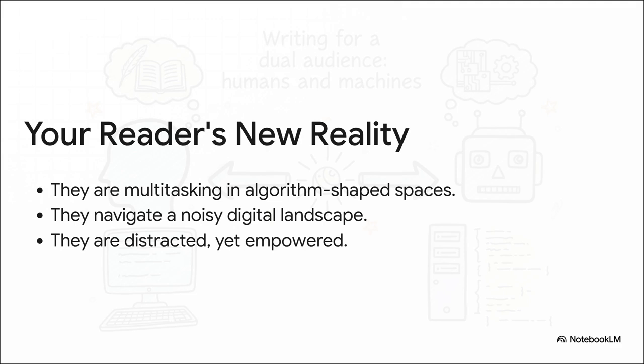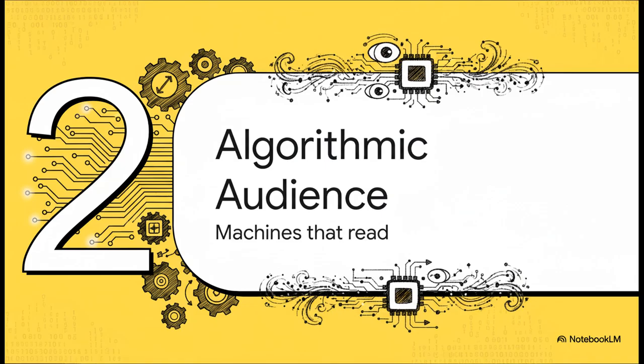They're living in what the source material calls algorithm-shaped spaces. Think about your social media feeds or your search results. It's a really noisy world out there. They're distracted, but they're also super empowered with infinite choices. So your writing has to be sharp. It's got to be smart enough to cut through all that noise. So, if our human audience is that distracted, how do we even get their attention in the first place?